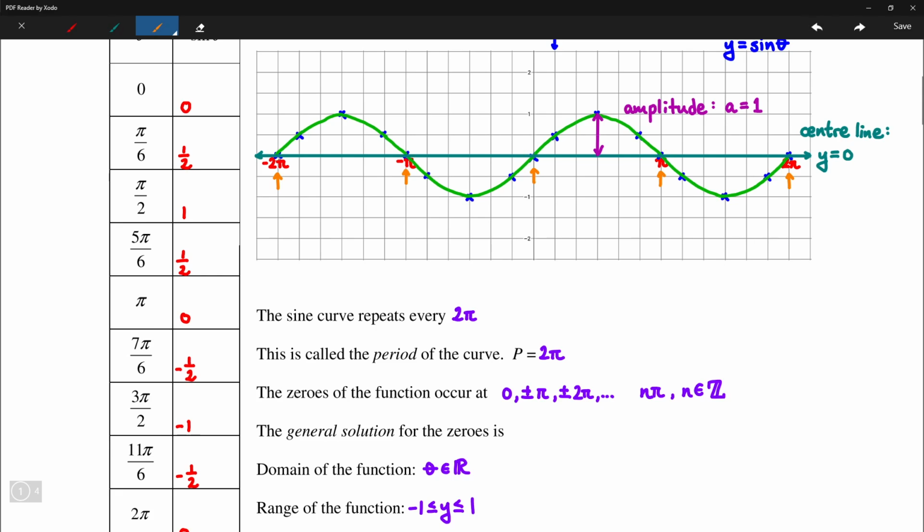So to summarize, at the start, we have 0. First quarter, maximum. Halfway point of the period, 0 again. 3/4 of the way through, we have the minimum. And finally, at the end, 0 again. So this is going to be true even if we change the period of this function. And that is for the sine function, in this case, y equals sine theta.